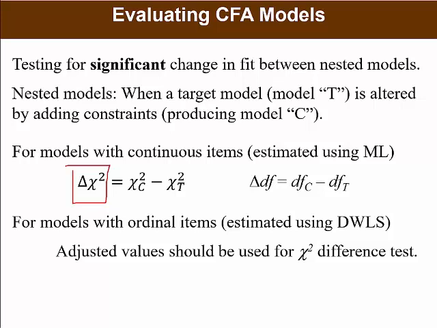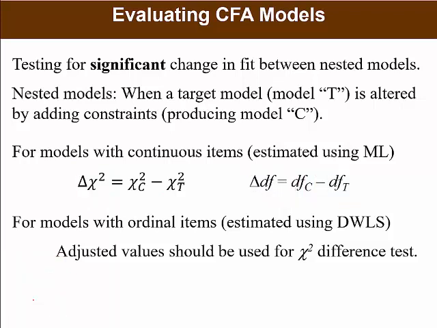So it's just the basic process: once you have a chi-square value and you know the degrees of freedom, you can determine the probability of that chi-square value. And the degrees of freedom for your chi-square change is simply the degrees of freedom for your constrained model minus the degrees of freedom for your full model, or model T, and that will give you the change degrees of freedom. So with simple subtraction, you can get a change chi-square and a change degrees of freedom, and then you just use any chi-square table to look up the probability value.